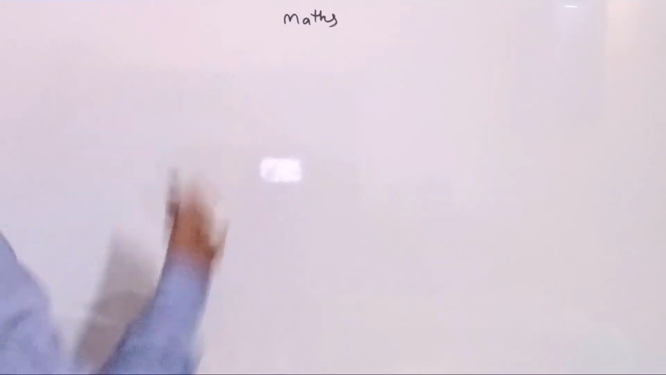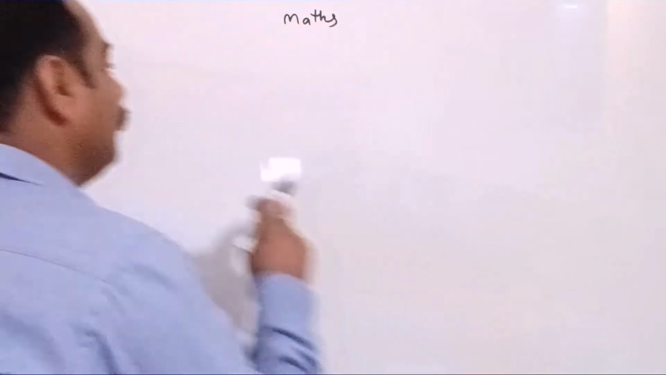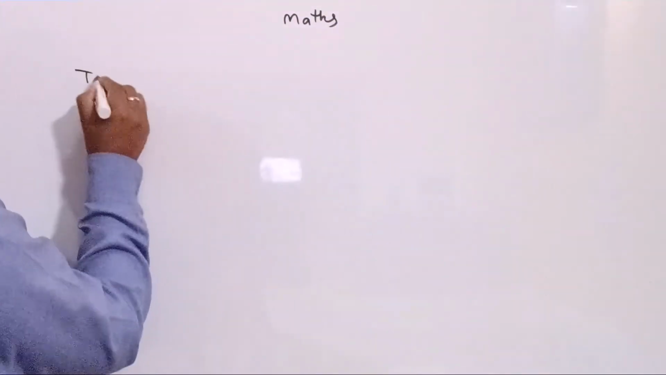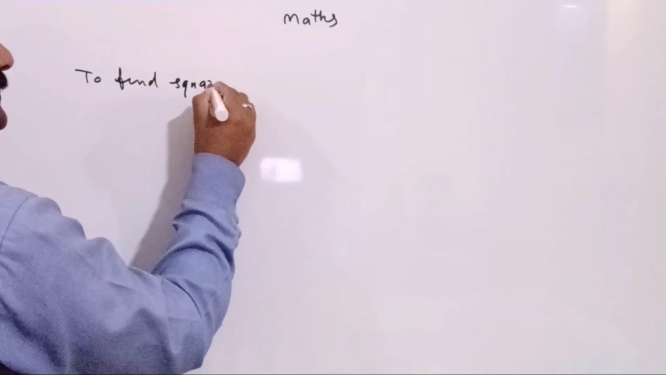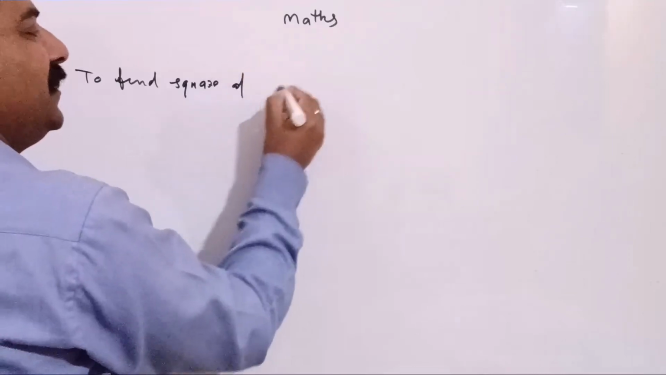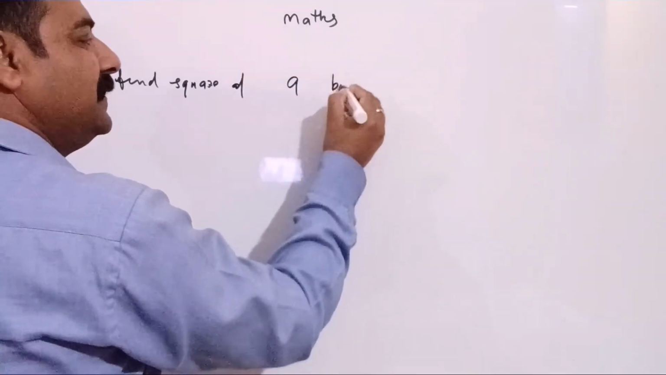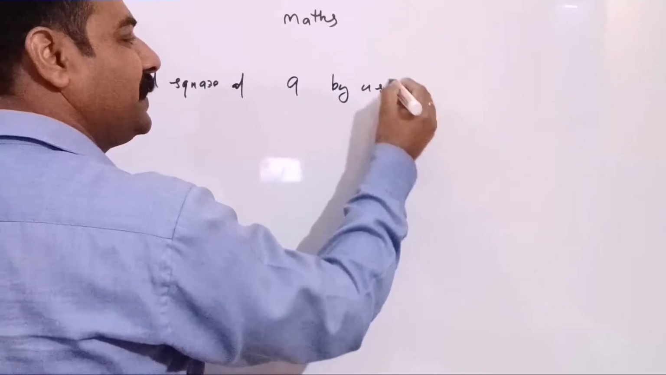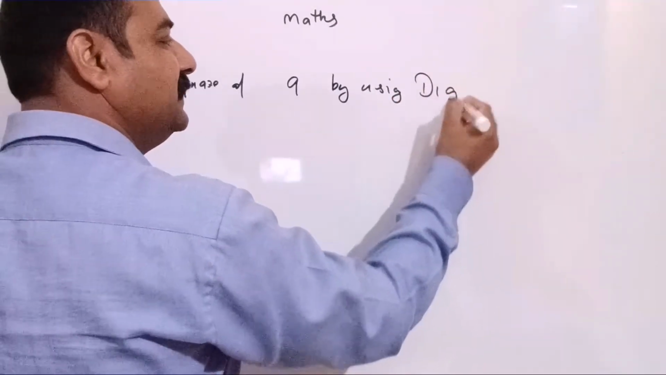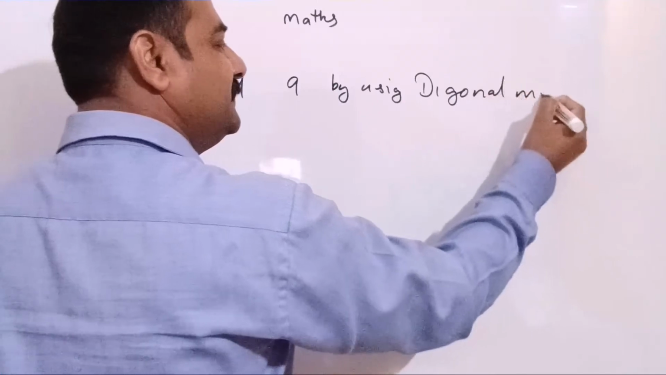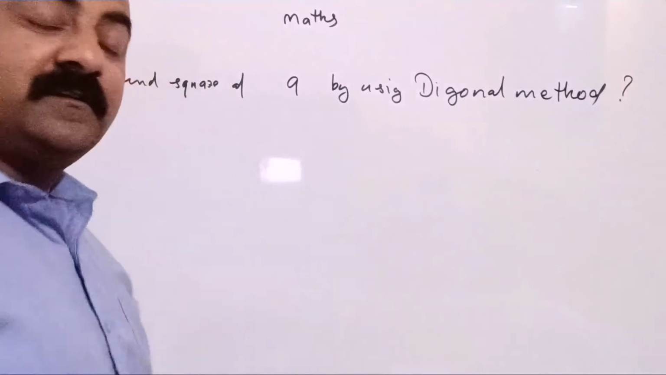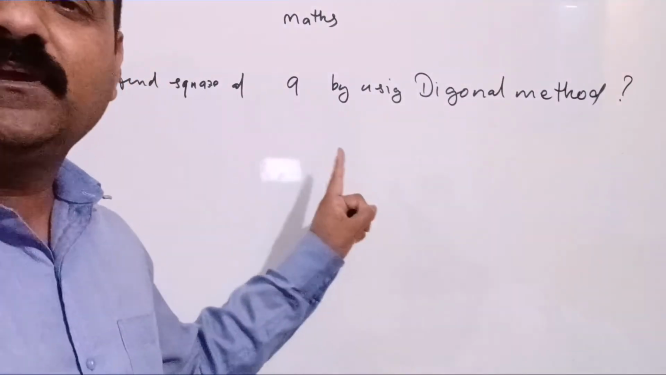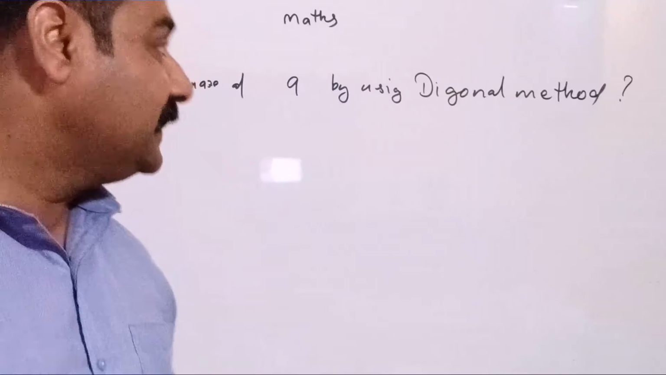So let us take any one number that is one digit to find the square of 9 by using diagonal method. Right? So this is your question, guys. How to calculate the square of 9 by using diagonal method?